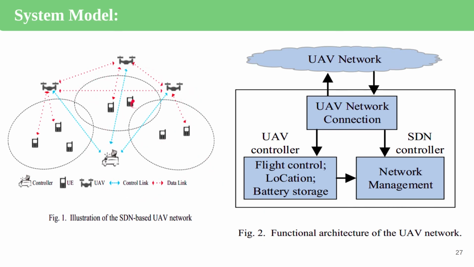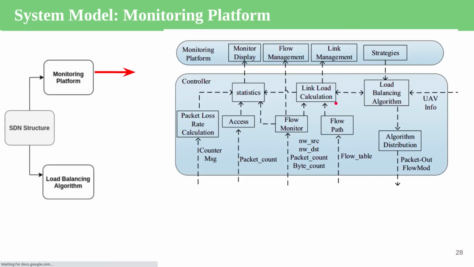As you can see here, the communication objects in SDN-based network are UAVs, user equipment, control links, data links. And there are also two types of controller: the UAV controller that manages information including flight control, physical location, battery storage, and the SDN controller that can be either ground-based or sky-based and manage the information about UAV's network and interact with the UAV controller.